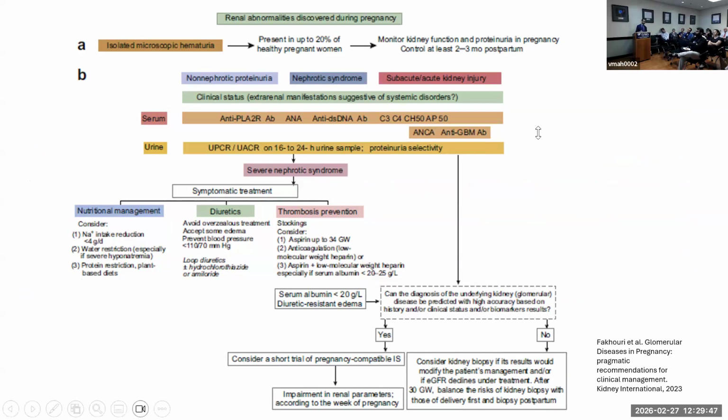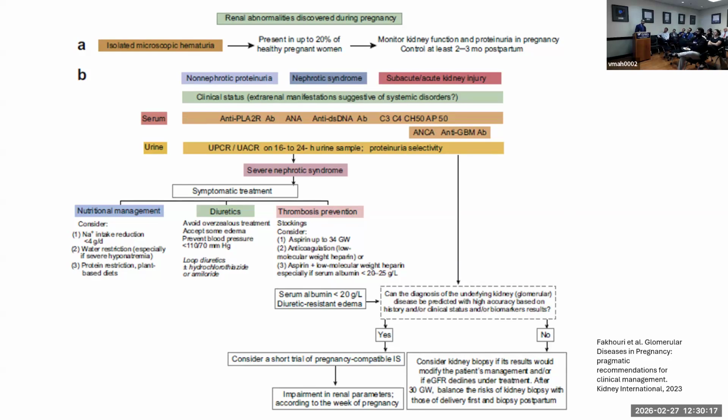The workup is pretty much similar to non-pregnant patients: anti-PLA2R, ANA, anti-dsDNA, and complements. And then you do the urine protein creatinine ratio. Urine albumin creatinine ratio is of course preferred, because a lot of times you're not going to get a 24-hour urine sample, but in my case at least, we'll get it. I thought the 24-hour urine protein tends to be a little bit more accurate because of decreased creatinine secretion.